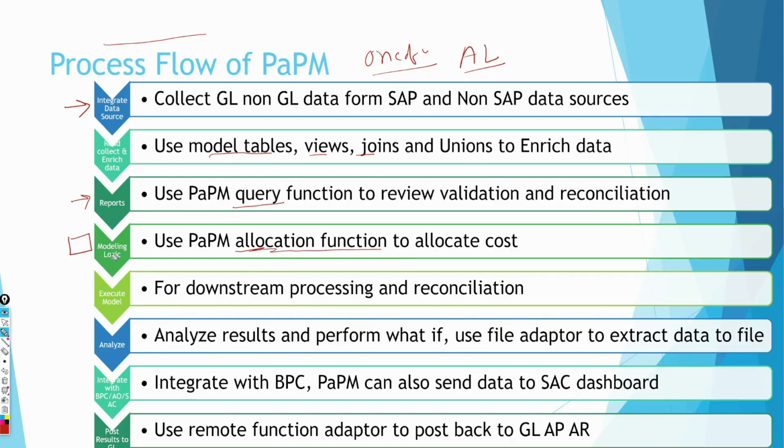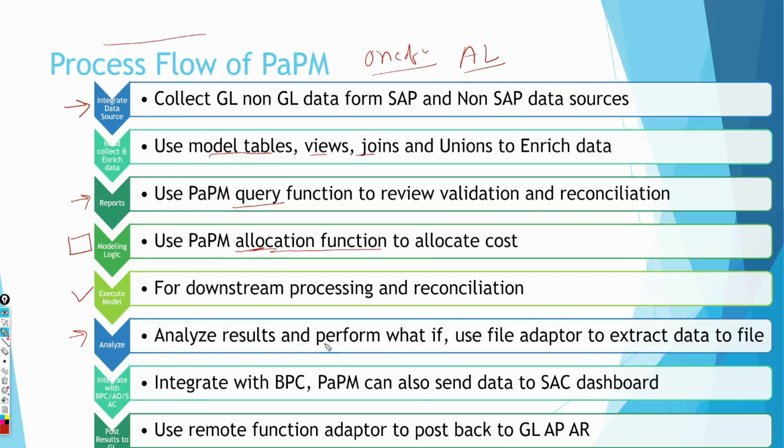Then once the modeling is done, the end user will execute that model. Once that execution is triggered by the end user, all the previous settings that we stored here will be triggered, and it will allocate and show the output. So to see the output, there is an analyze. We will analyze the output.